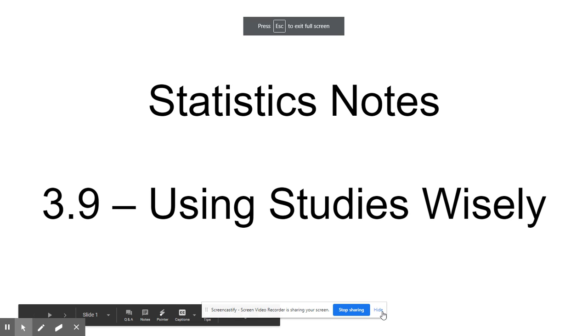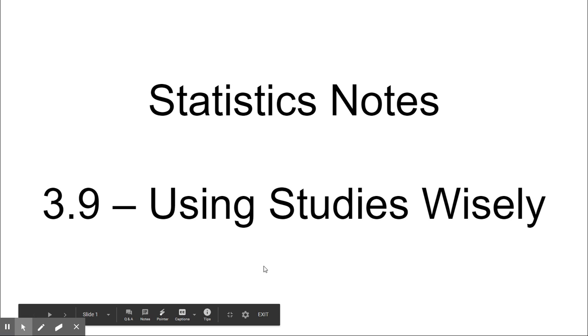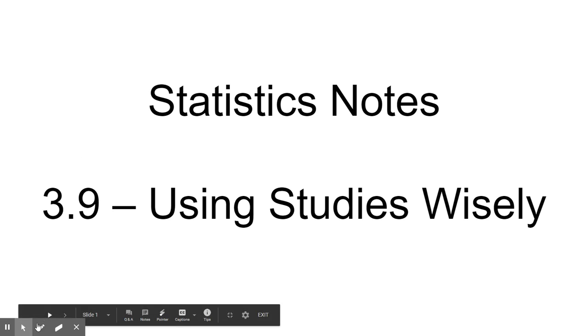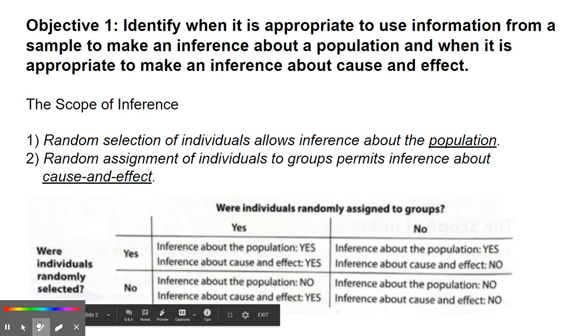All right, stats. So last section in chapter 3, 3.9, using studies wisely. So again, this is going to get into the true scope of inference of our experiments slash observational studies, and then also ethics and how that plays a role in your sampling and surveys and experiments and observational studies and all that fun stuff. So this is a huge important slide.